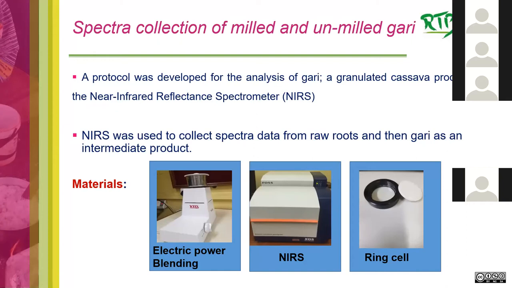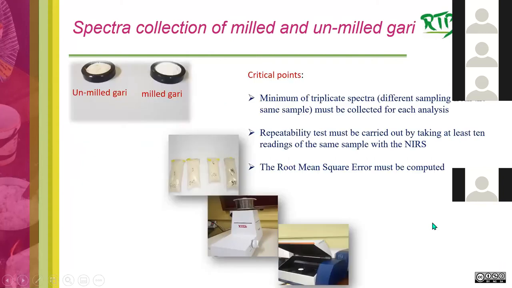But we took the two spectra, the milled and unmilled as well. We use the NIS cell for the collection of the spectra. So this is the milled one. We can see the particles. I believe that we have good spectral information with the milled one. A minimum of triplicate spectra, from different sampling, must be collected. That is a critically important point that must be observed.